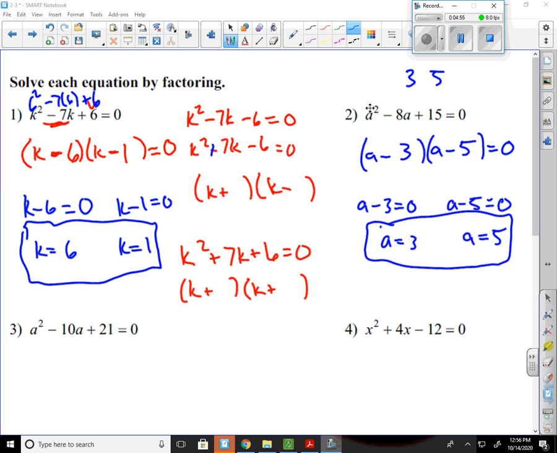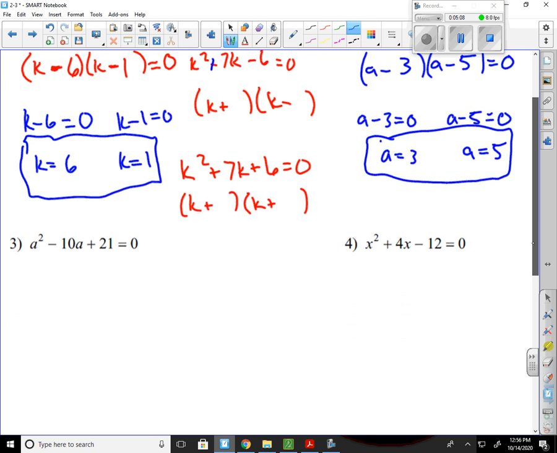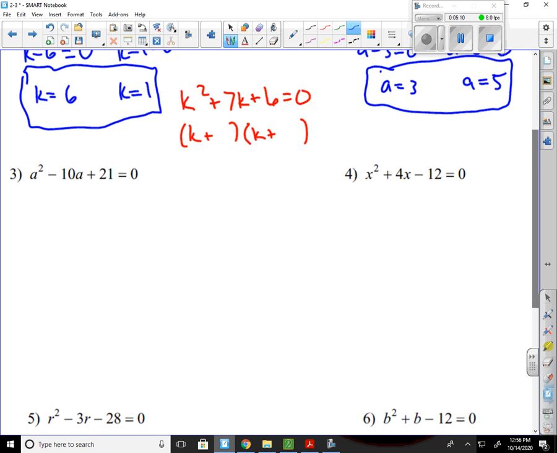Plug the 5 in. 5 squared is 25. 8 times 5 is 40. So I have 25 minus 40, that's negative 15, plus 15 is 0. I have the right roots. Number 3, it's a plus and a minus. That tells us that it's going to be a minus and a minus.